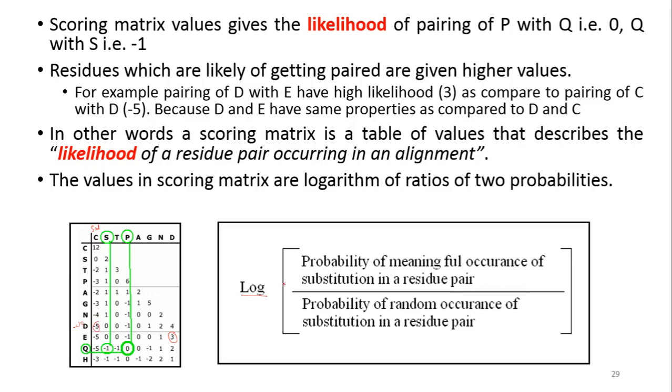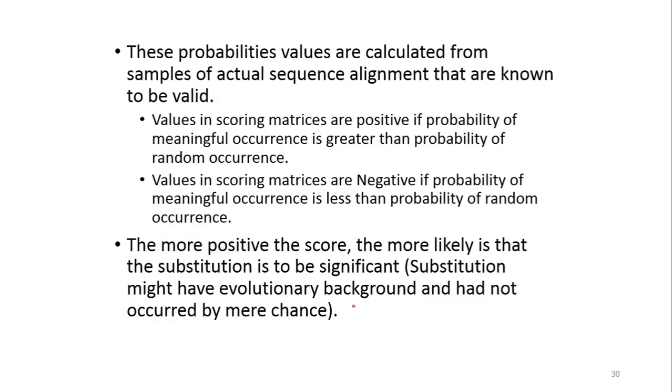Now the next question might pop up in your head: from where do we calculate these probabilities? Let us first try to answer this question. These probability values are basically calculated from samples of actual alignments that are known to be valid.